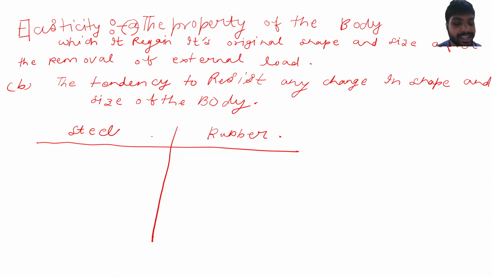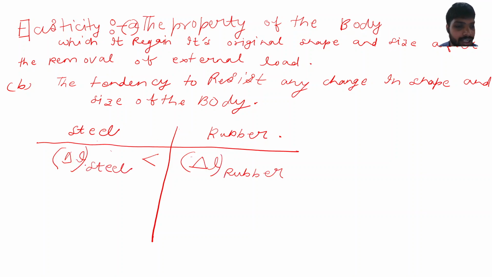So we can write it as delta L steel is less than delta L rubber, where delta L is the change in the length of rubber and steel, and where L is the length which is the same in both steel and rubber, and a force F is applied which is also the same in steel and rubber. Then we know that there will be a less change in length in steel as compared to rubber.